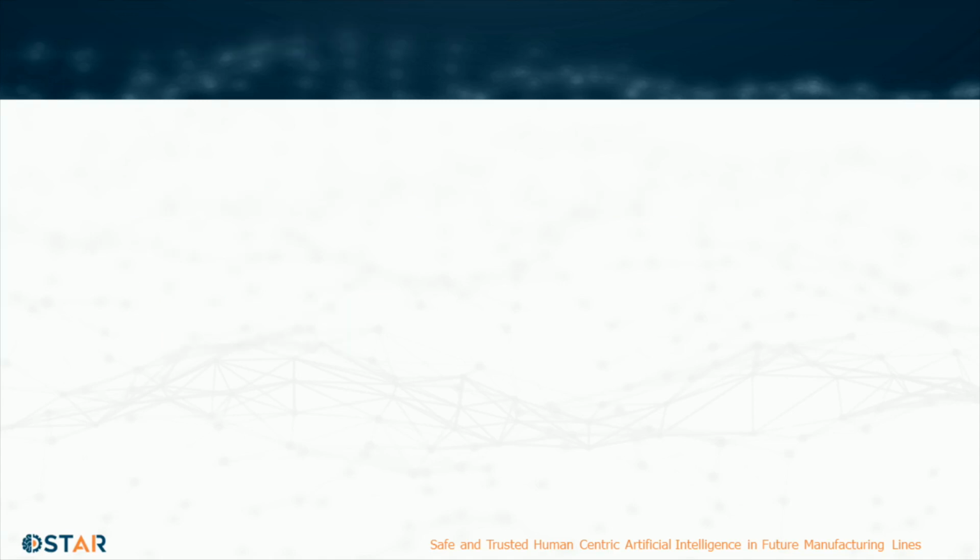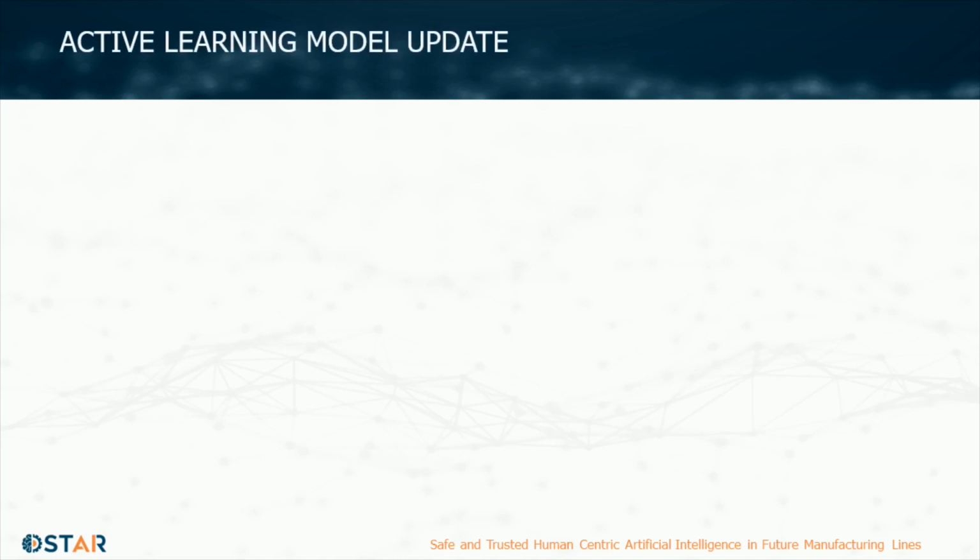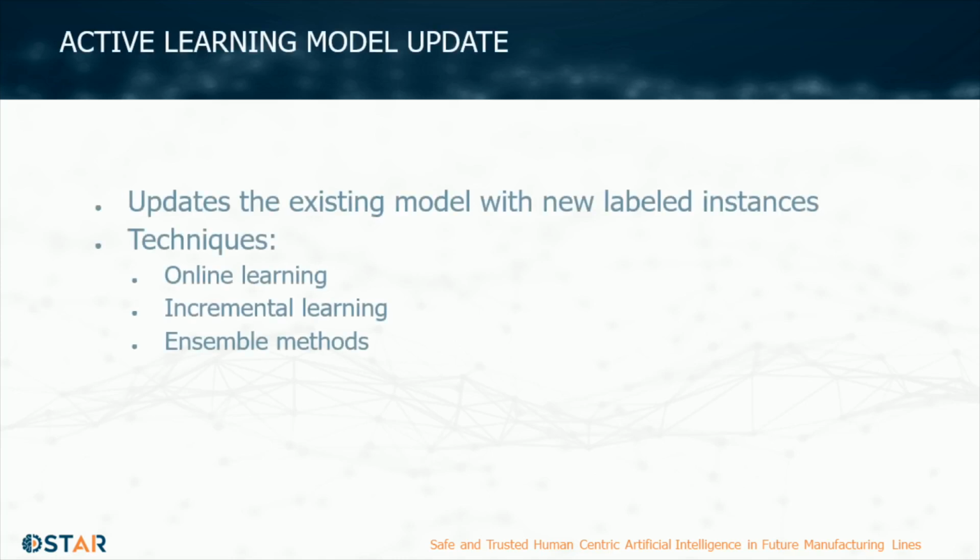3. Active learning model update. Once the labeled instances have been selected, the existing model needs to be updated with this new information. Incremental active learning algorithms update the model in an efficient way by only incorporating the new instances and avoiding a complete retraining. Common techniques used for model update include online learning, incremental learning, and ensemble methods.